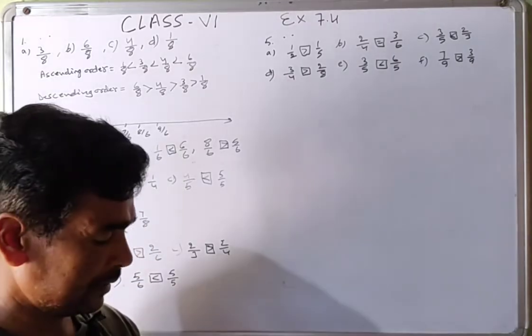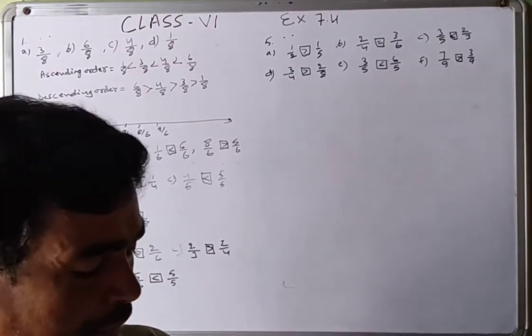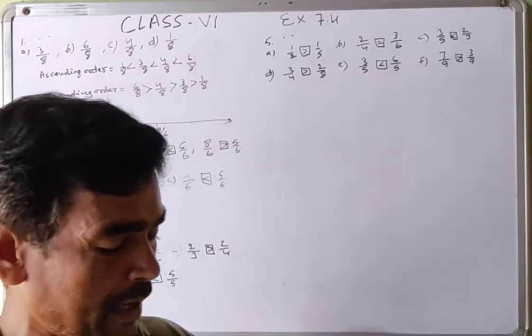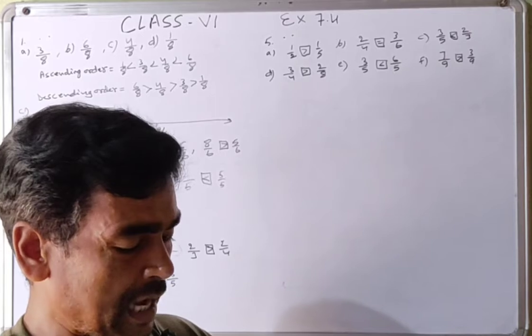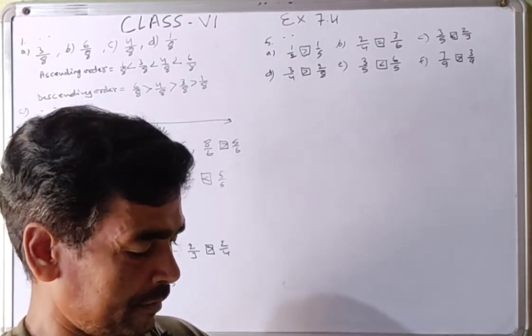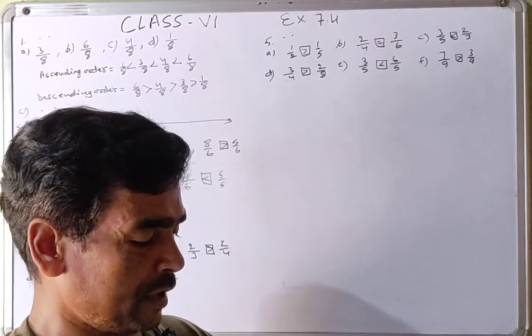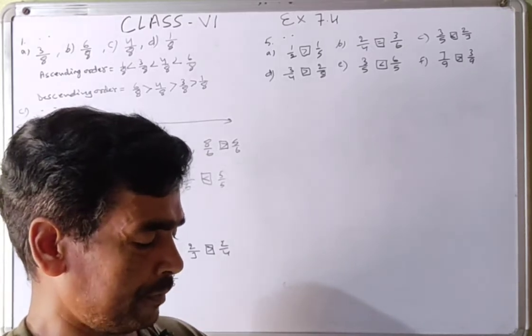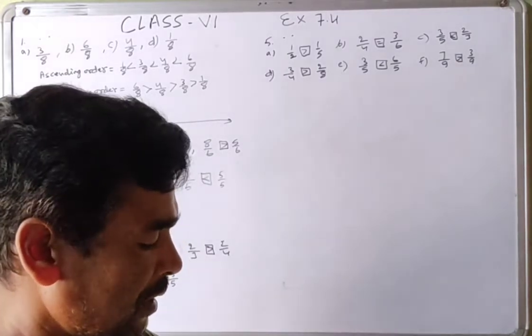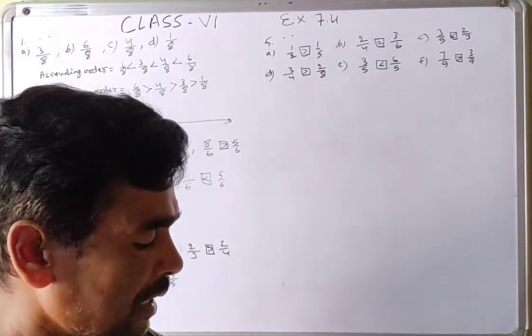Question number 6. The following fractions represent just 3 different numbers. Separate them into 3 groups of equivalent fractions by changing each one to its simplest form. So this one also we will write in simplest form.